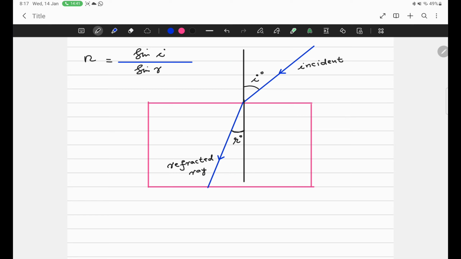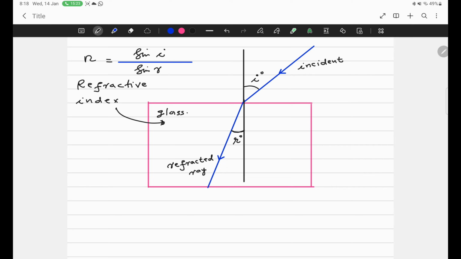This formula is used to calculate the refractive index of the medium. Actually, refractive index is a property of a medium which shows how much refraction of light will occur in that medium. If the refractive index of water is less and the refractive index of glass is greater, it means there will be greater bending of light in glass and less bending in water. The medium for this example is glass.